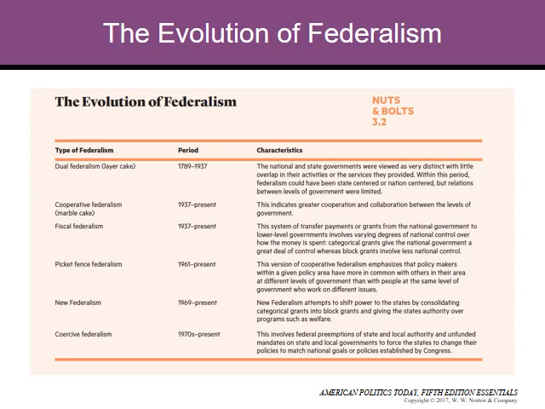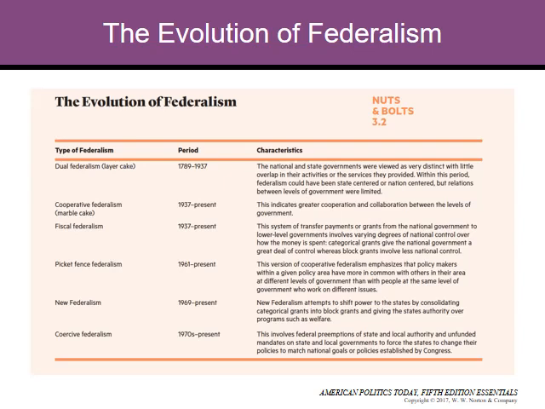Picket fence federalism, which started in about 1961 till present, is a version of cooperative federalism that emphasizes that policymakers within a given policy area have more in common with others in their area at different levels of government than with people at the same level of government who work on different issues.